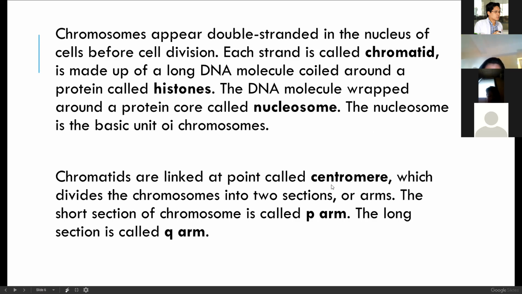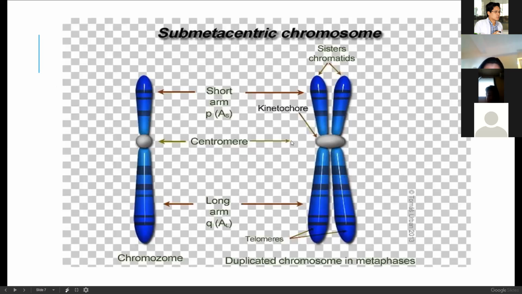Chromatids are linked at a point called the centromere. If you look at your chromosome, your centromere is in the center, which holds the entire chromatid.